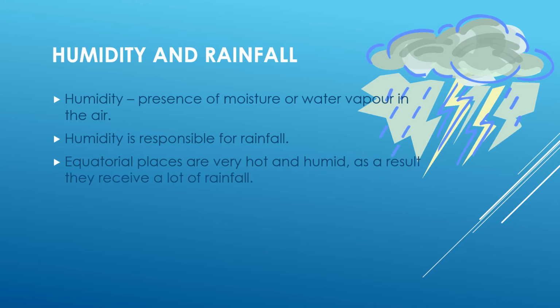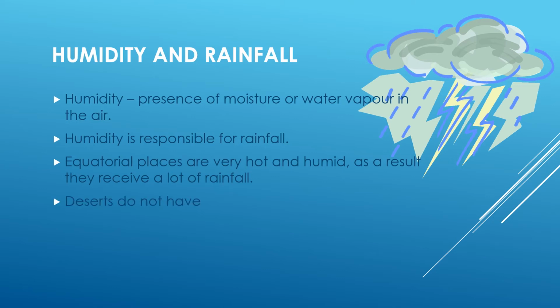Why are they hot and humid? Because direct rays of the sun fall over them. So that place is very hot and humid. And because they are hot and humid, humidity is there in the climate, in the weather. So that is why they receive a lot of rainfall.